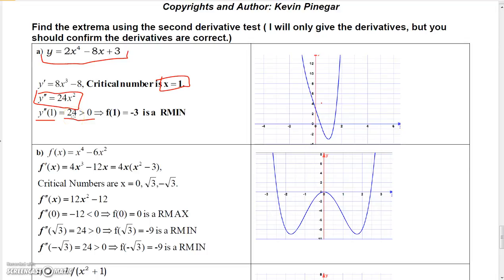So I got a positive number. Well, since the second derivative is positive, then f of 1, which is negative 3, because if you plug 1 back into this, you'll get negative 3. So that's going to be a relative minimum. And you can see that's actually going to be right there. Notice that the graph is concave up. That's why the second derivative was positive at x equals 1. So this point here is the point (1, negative 3), and that's your relative minimum.